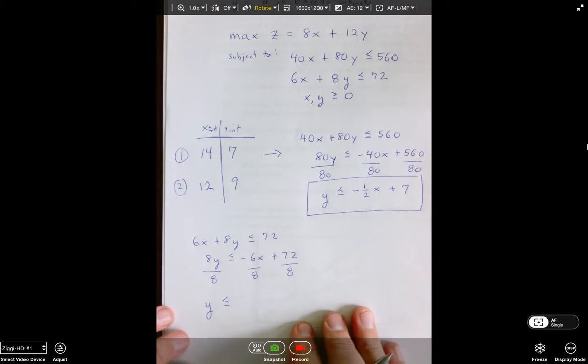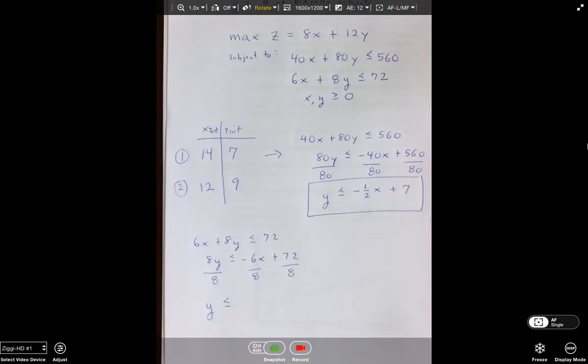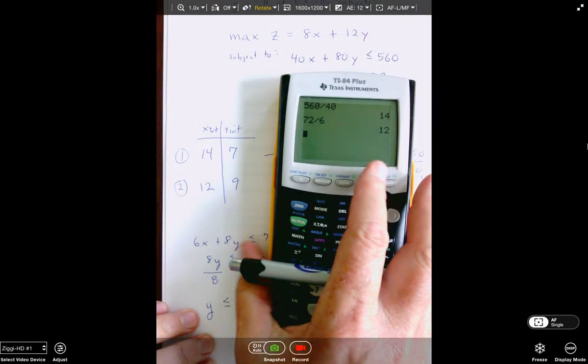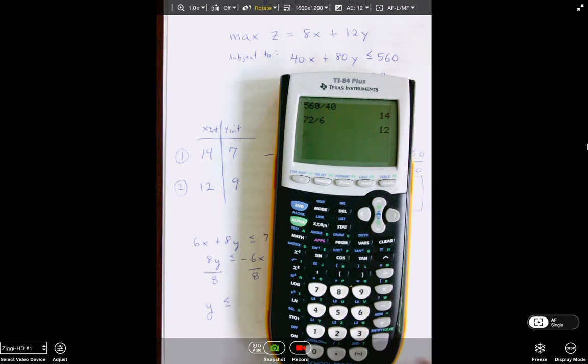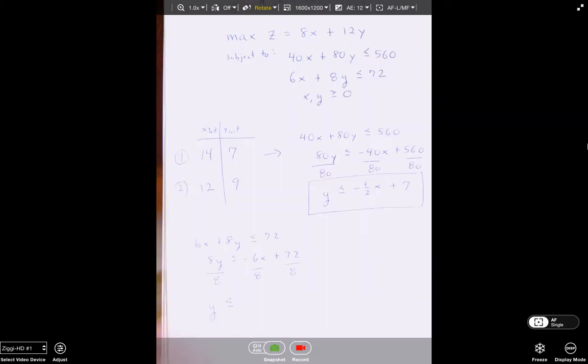Now, what about this negative 6 over 8? I see it as negative 3/4. But let's say you don't see that. Let me show you a trick. You can go negative 6 divided by 8, and as long as that's a decimal that doesn't go on like 0.666666, you can use that.